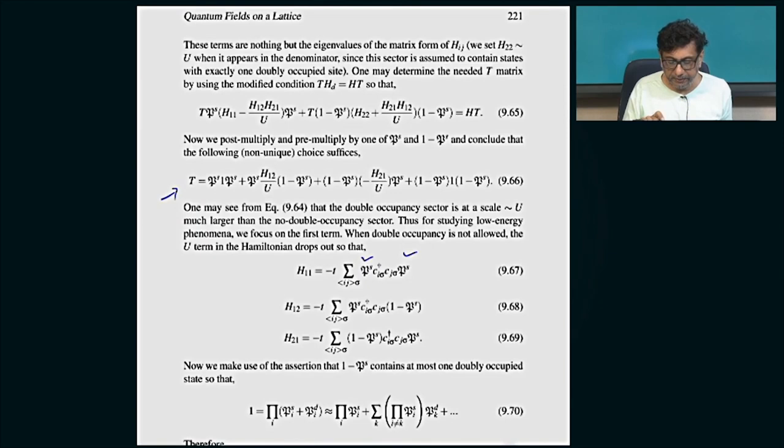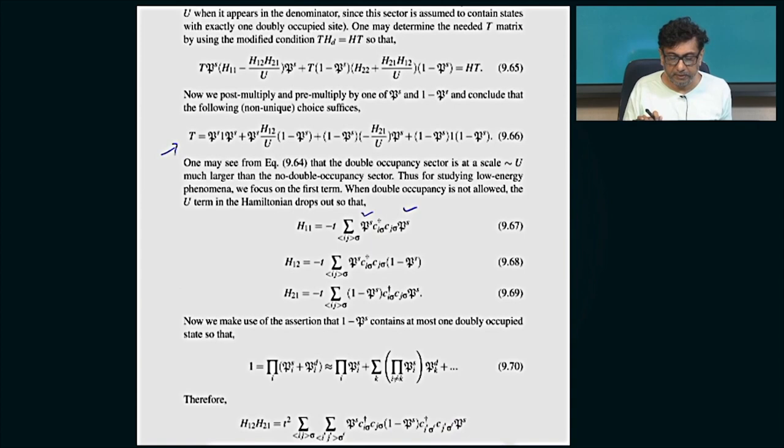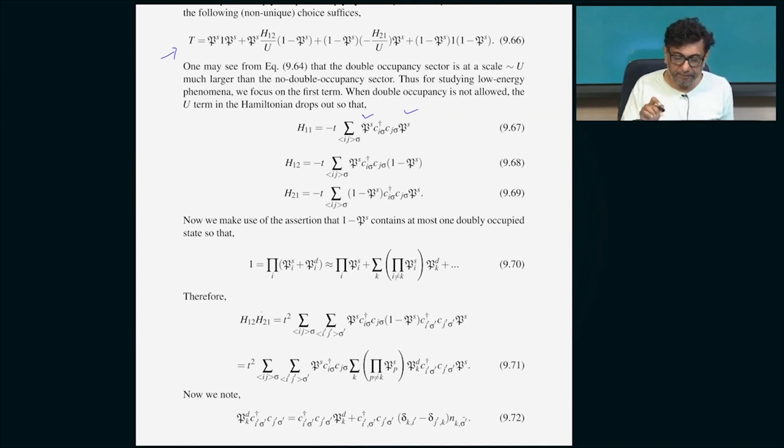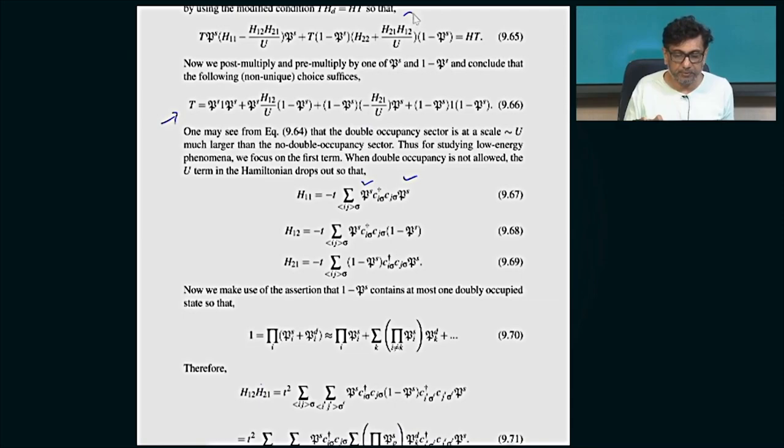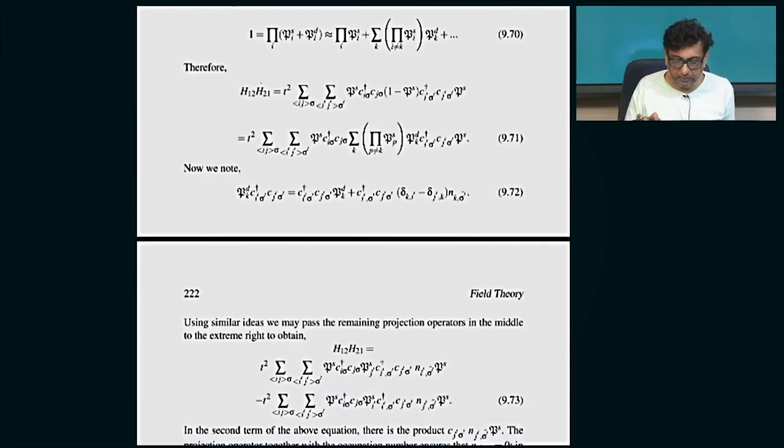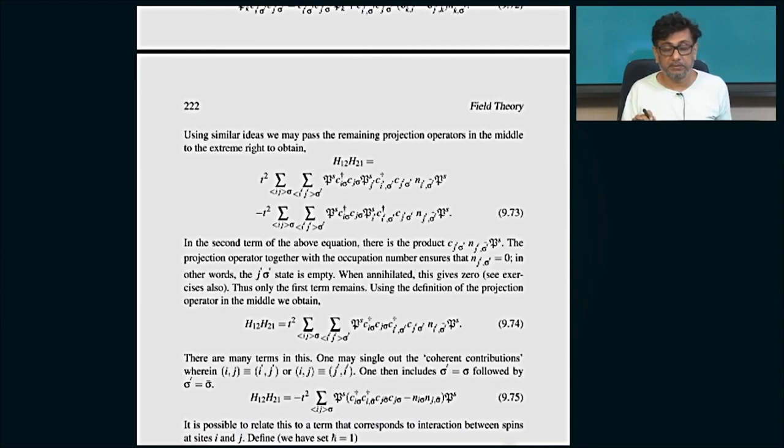So, you have this H12 which is a sandwich between single and double occupancy and so on and so forth. Now you can go ahead and evaluate these types of products that appear in these expressions. Say here, for example, when you do that, it is a lot of tedious algebra. So, I will have to request you to go through it.